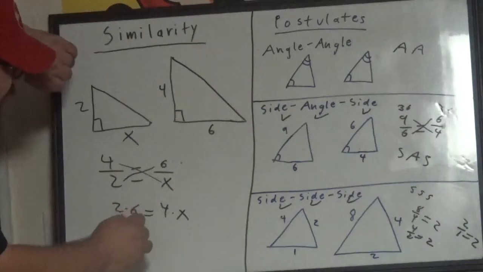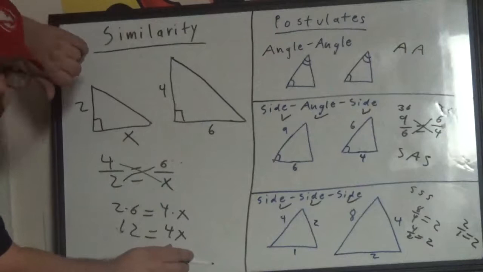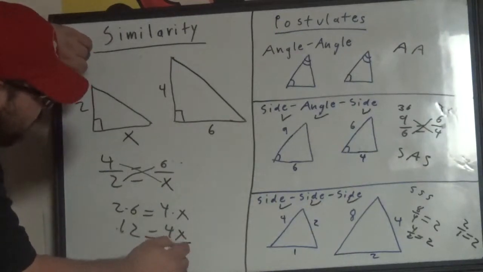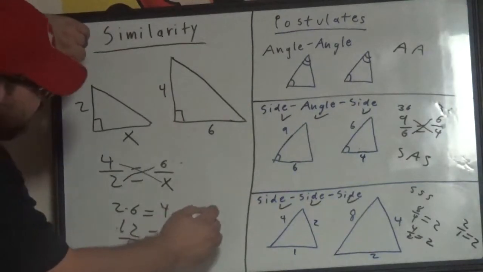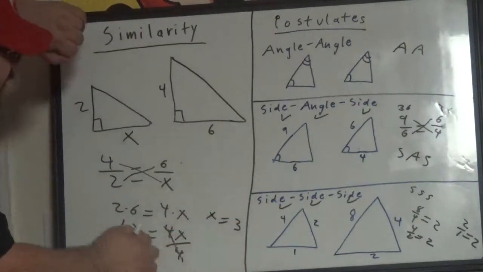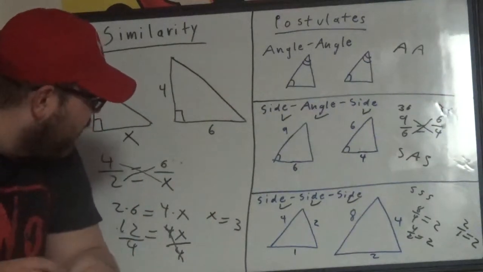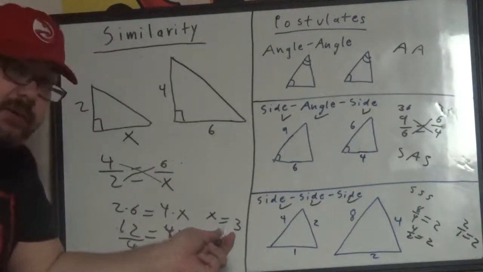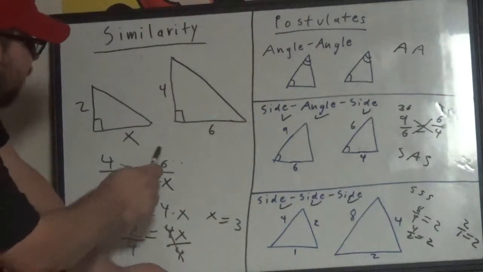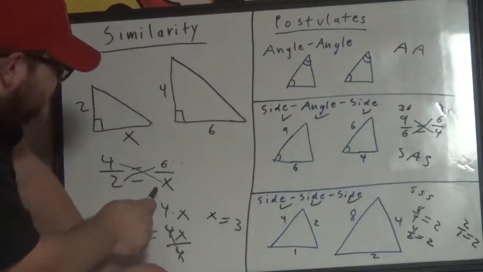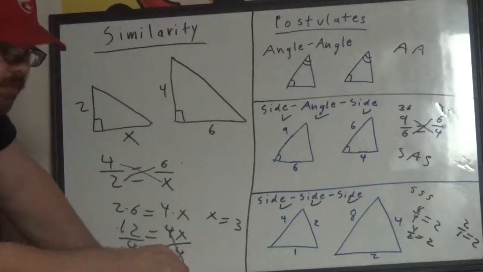2 times 6 is 12. 4 times x is 4x. One-step equation now. Divide each side by 4. And we get x, of course, equals 3, which we already knew. But if we are not given that information, that's how you find it. Set up your proportions, make sure you set them up correctly, cross multiply, and then solve the equation.